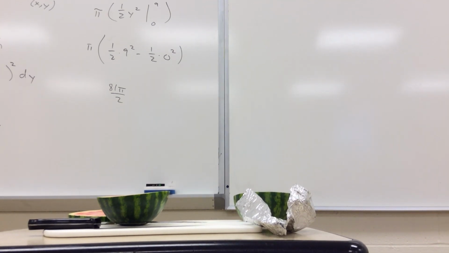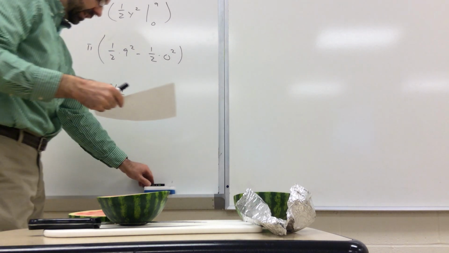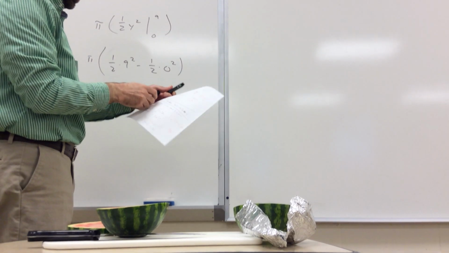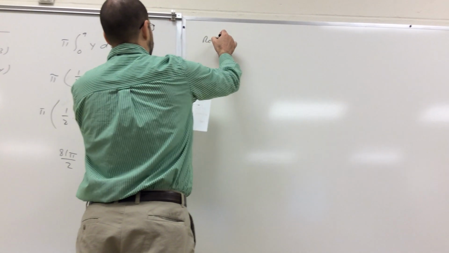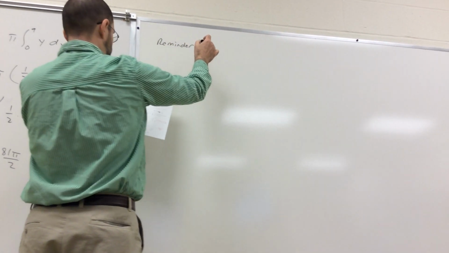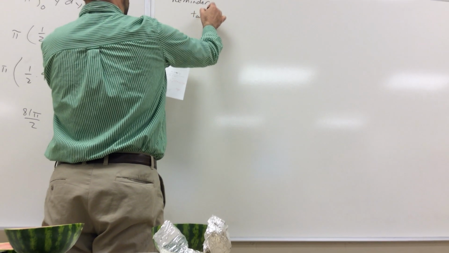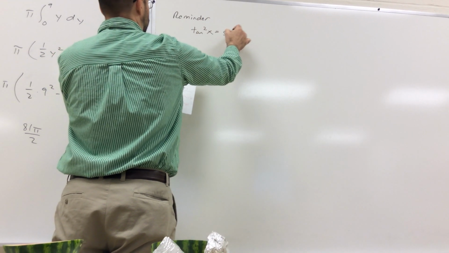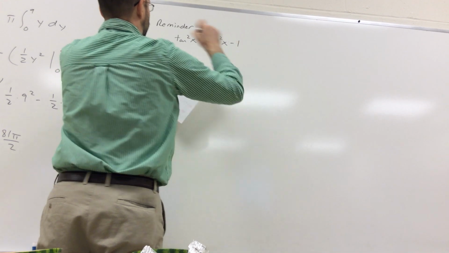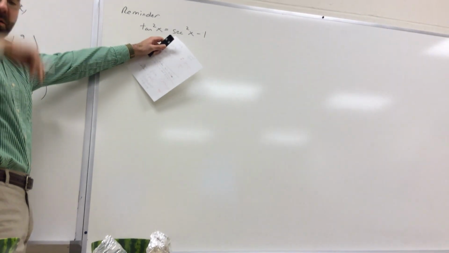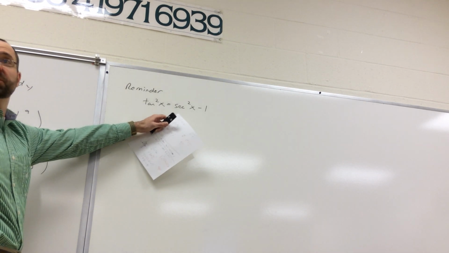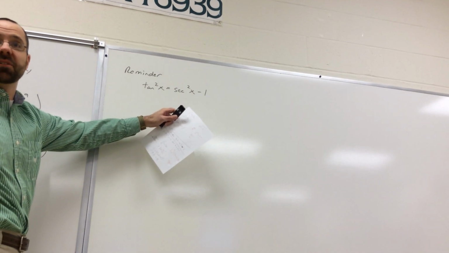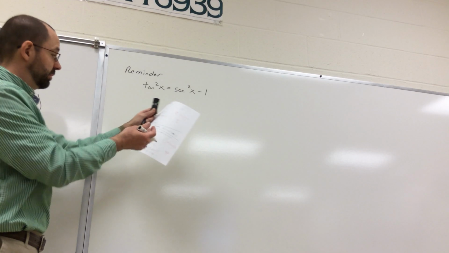I have in here that I'm supposed to remind you. So you must need this identity on the homework. So this is a reminder that tangent squared x equals secant squared x minus 1. I don't recall, but there must be some homework problem you have that you need that for, so there it is.